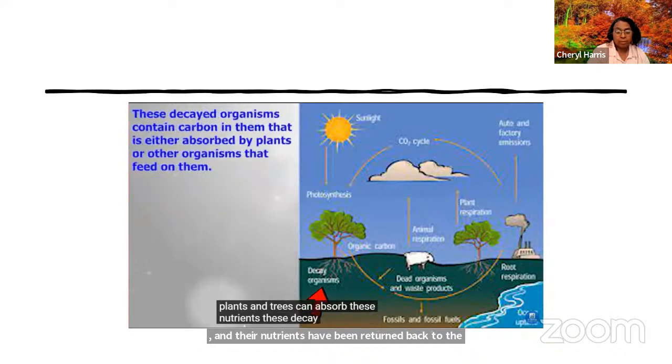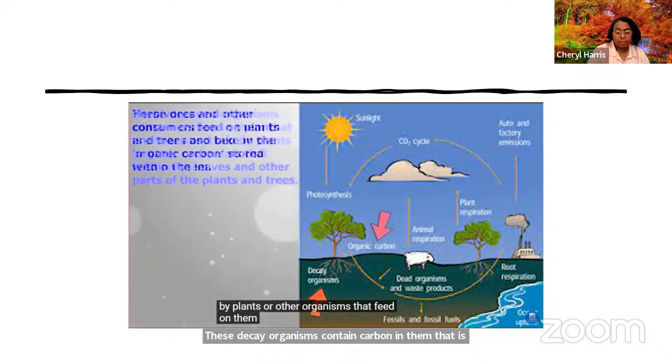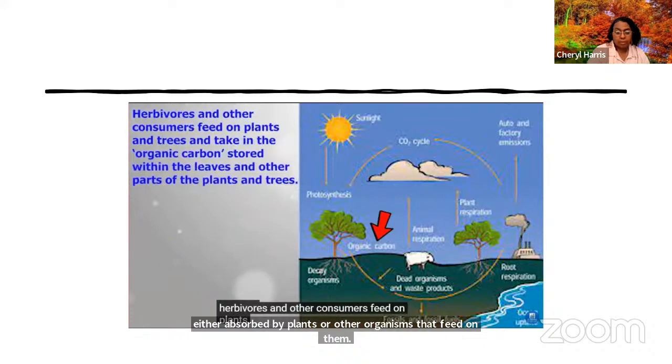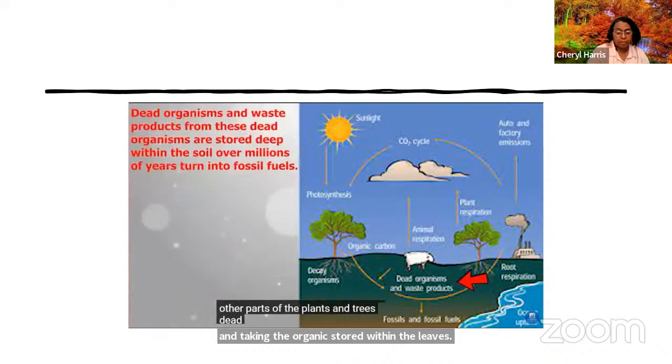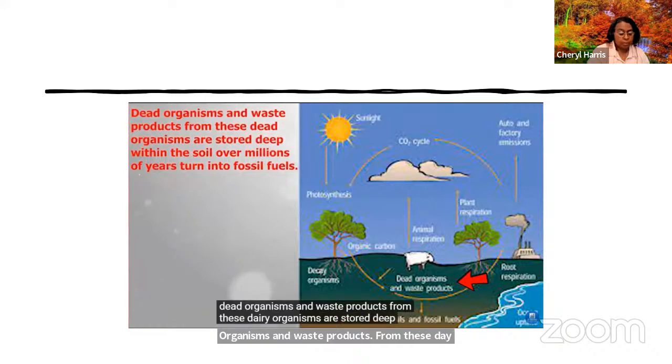These decayed organisms contain carbon in them that is either absorbed by plants or other organisms that feed on them. Herbivores and other consumers feed on plants and trees and take in the organic carbon stored within the leaves and other parts of the plants and trees. Dead organisms and waste products from these dead organisms are stored deep within the soil over millions of years and turned into fossil fuels.